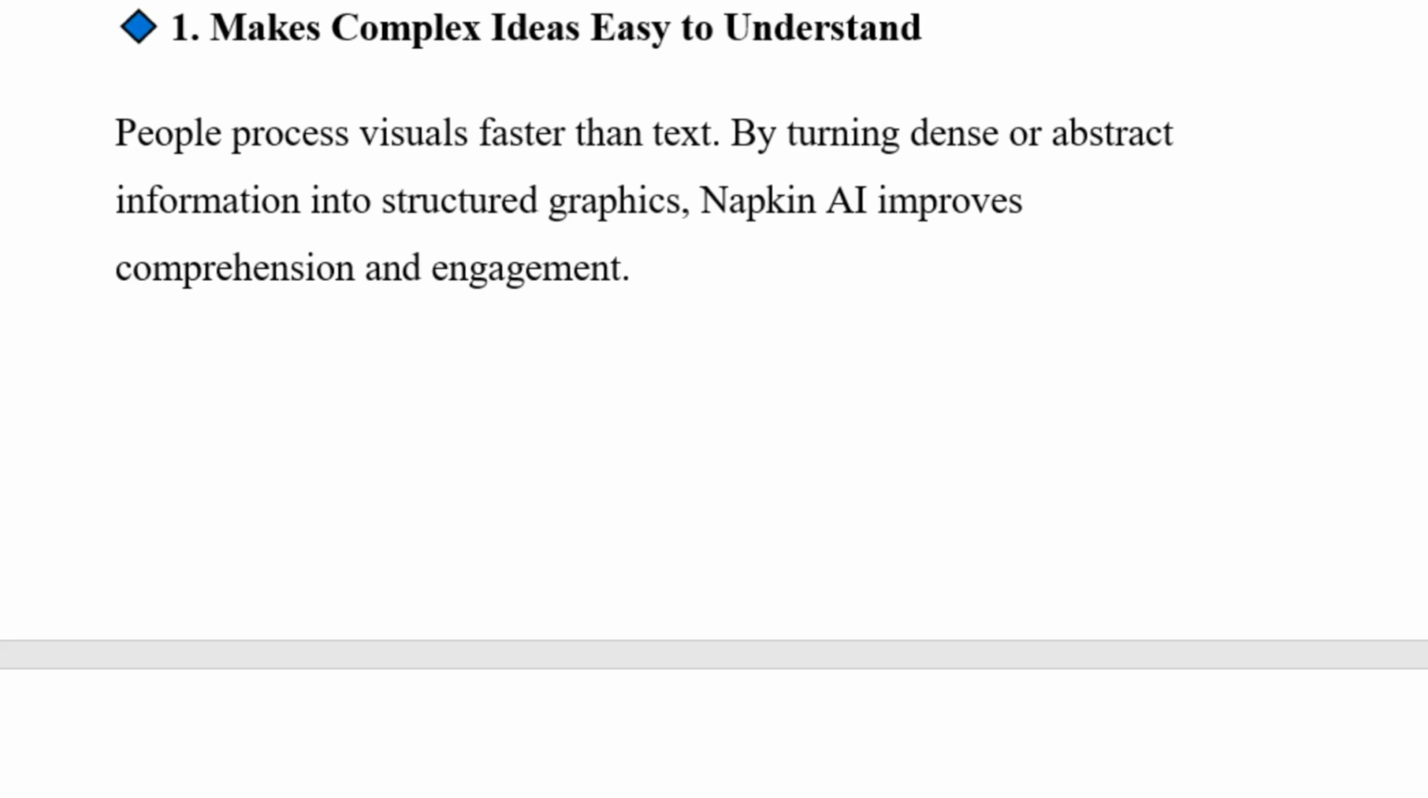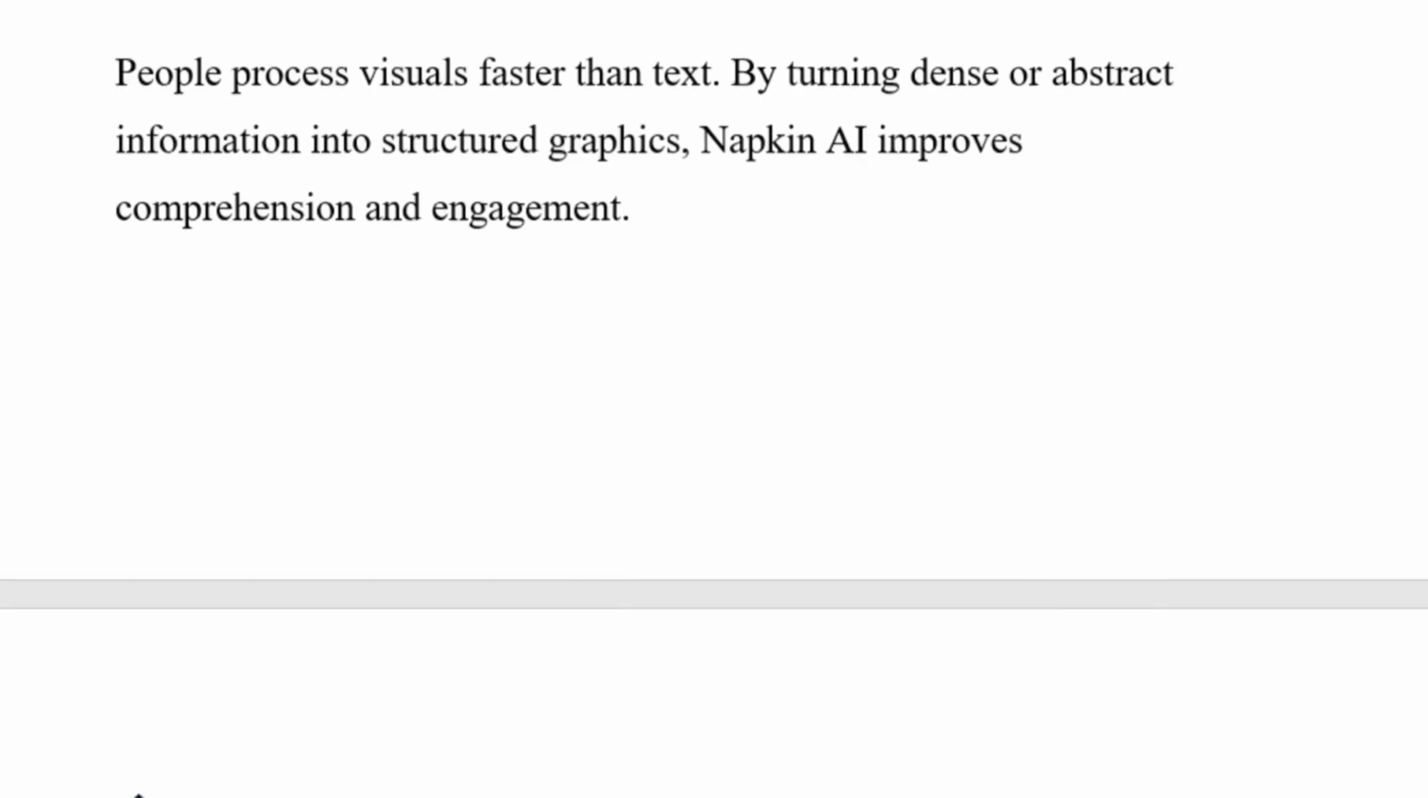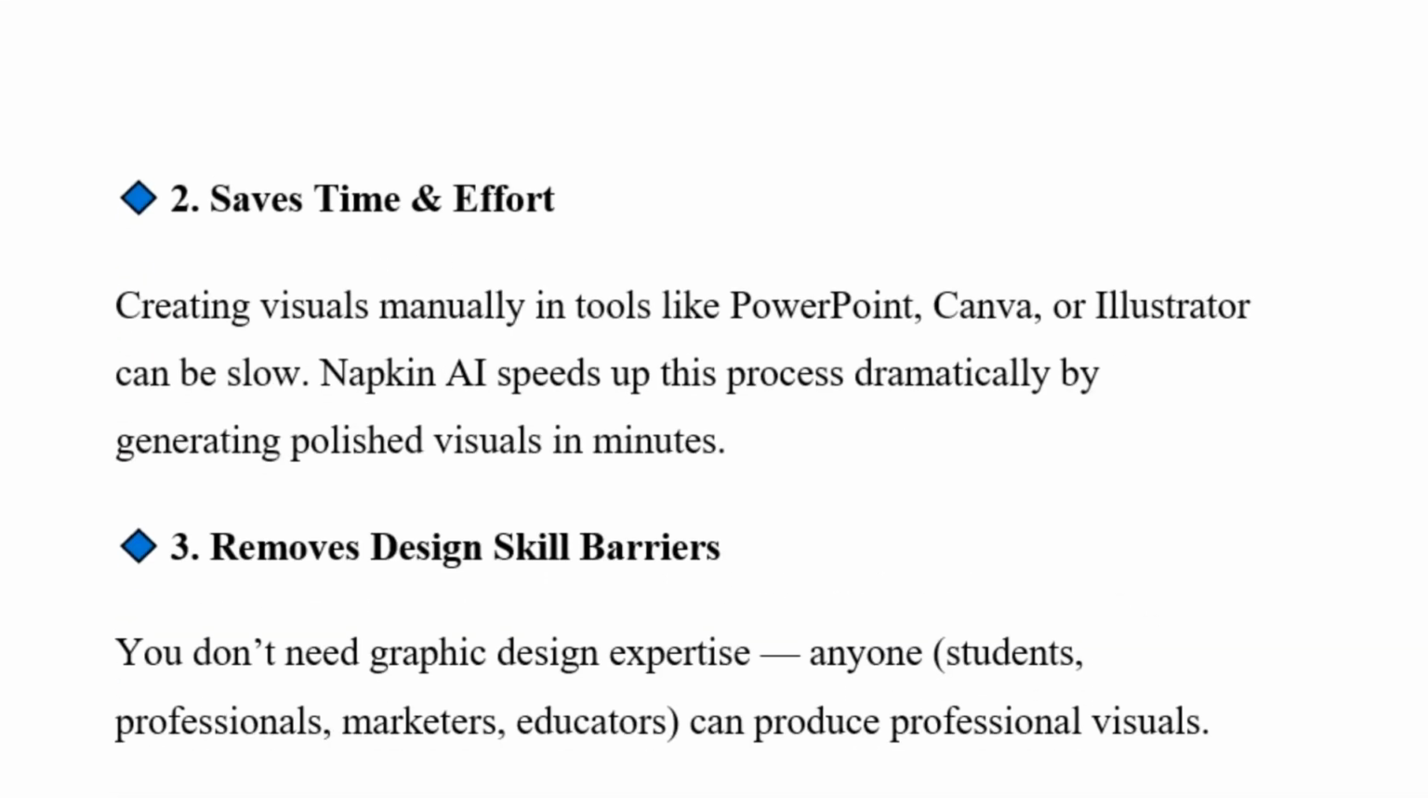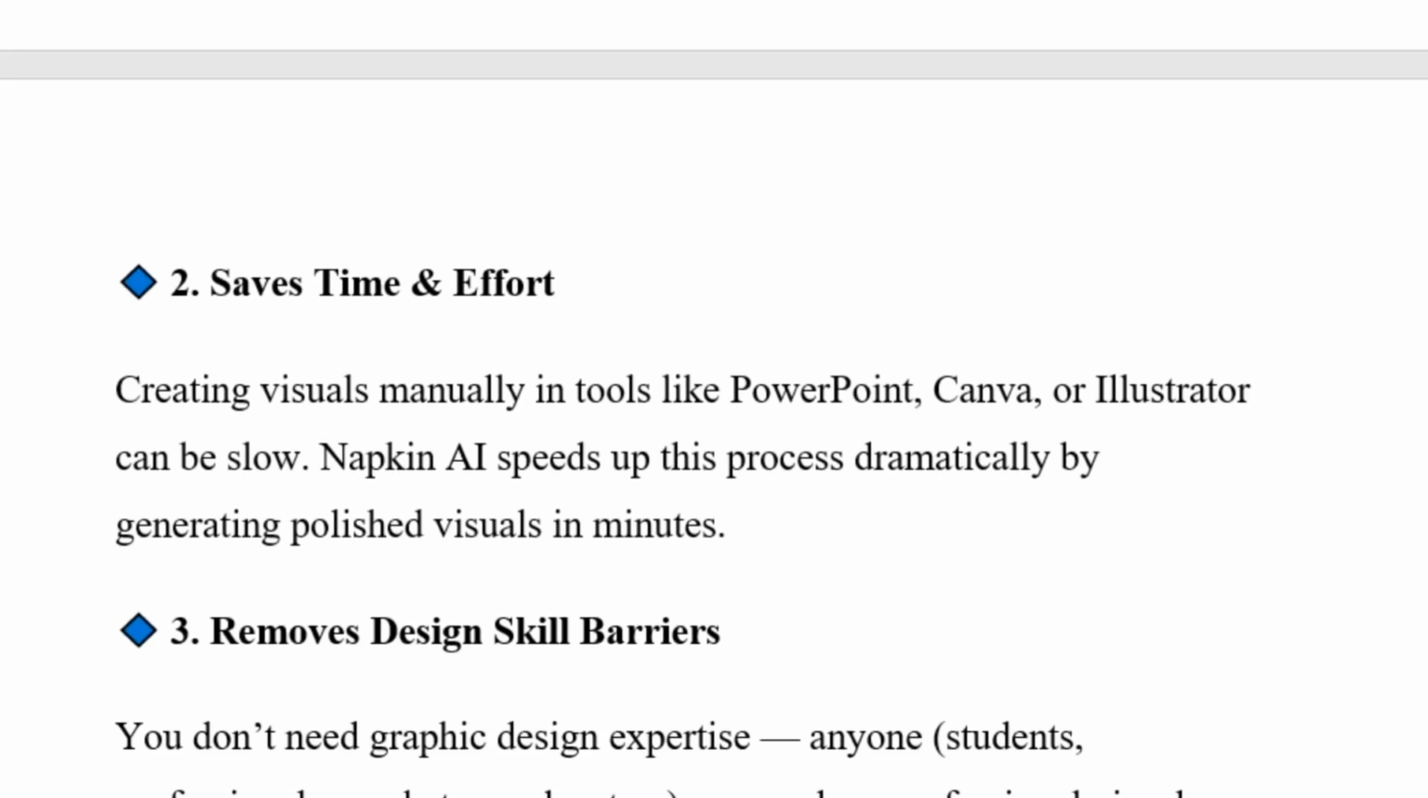Now, what are the importance of this? What we listed earlier was the functions. Now, what are the importance? 1, makes complex idea easy to understand. People process visual faster than text. By turning dense or abstract information into structured graphic, Napkin AI provides comprehension and engagement.